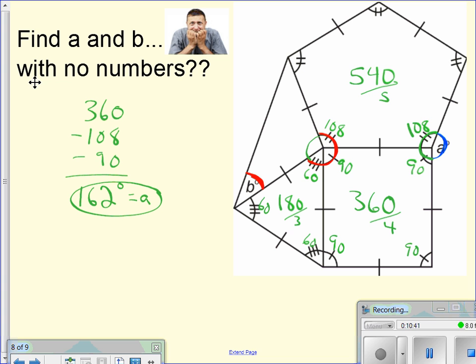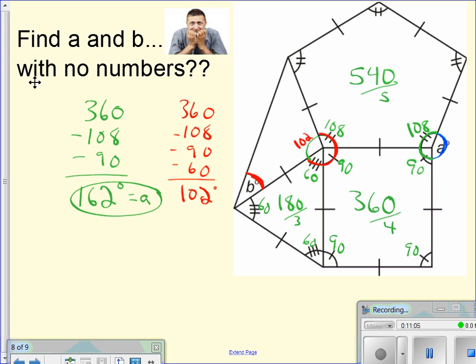So I know that, again, my circle is 360. I'm going to subtract 108. I'm going to subtract 90. And I'm going to subtract 60 to see what this angle has to be. And it's going to be 102. So this angle here is 102.